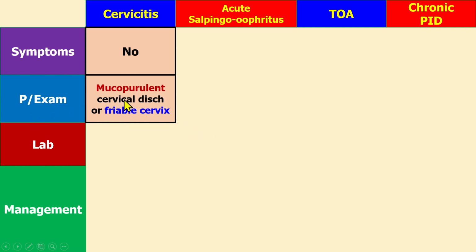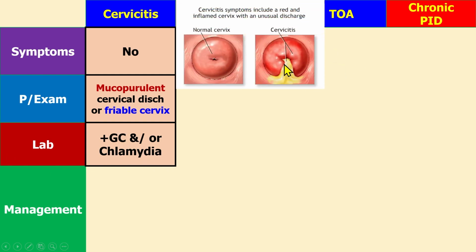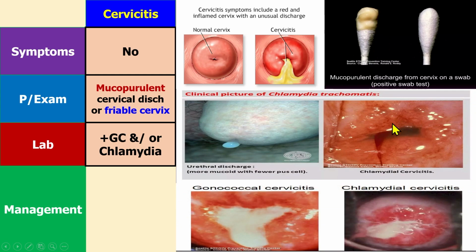You see mucopurulent cervical discharge, and there is a culture positive for gonorrhea or chlamydia. You can check by swab: put the swab, and you will see this discharge. So this is positive, and here you can see the chlamydial cervicitis. You see the local pelvic finding, gonococcal and chlamydial cervicitis, and here is the urethral discharge.